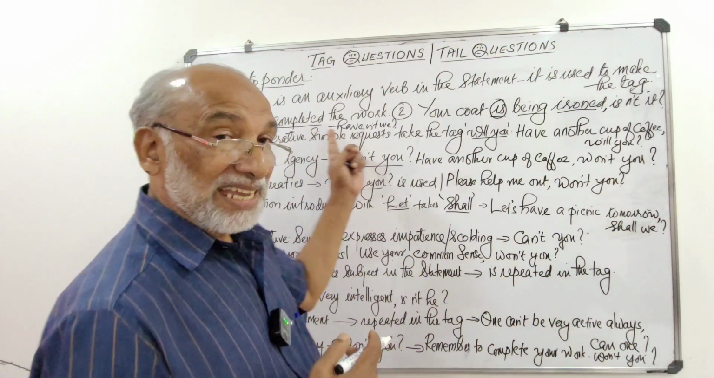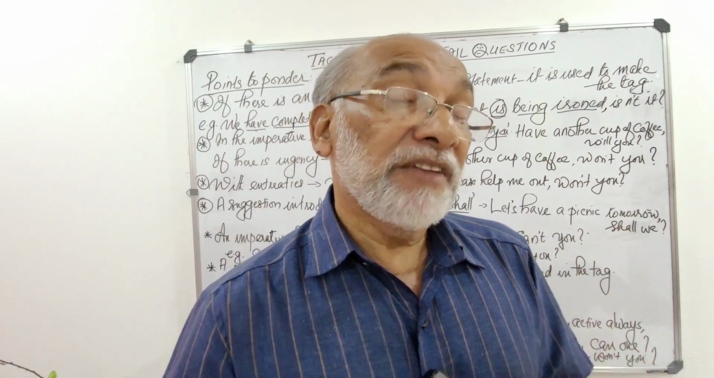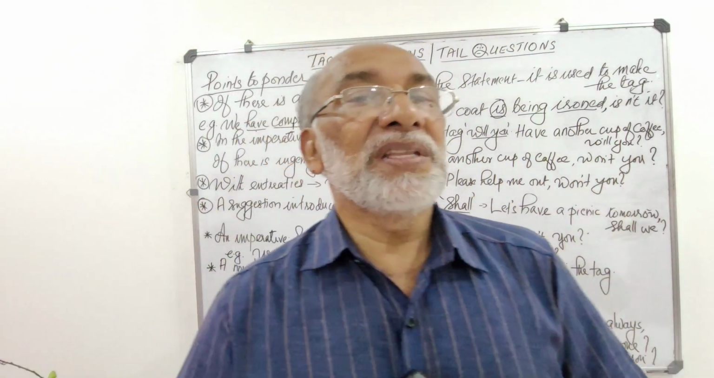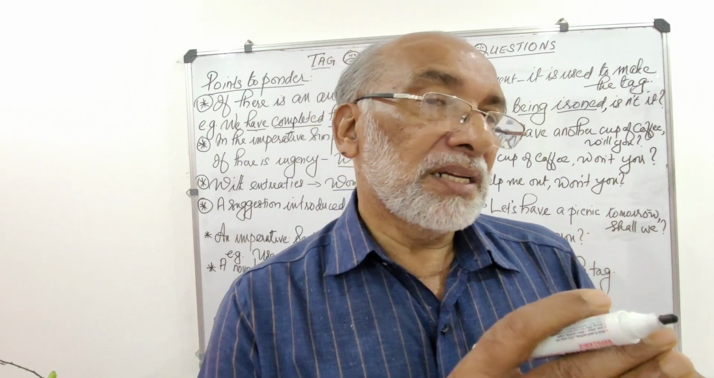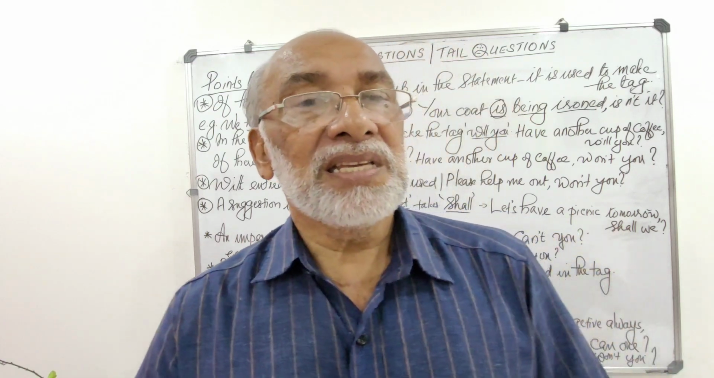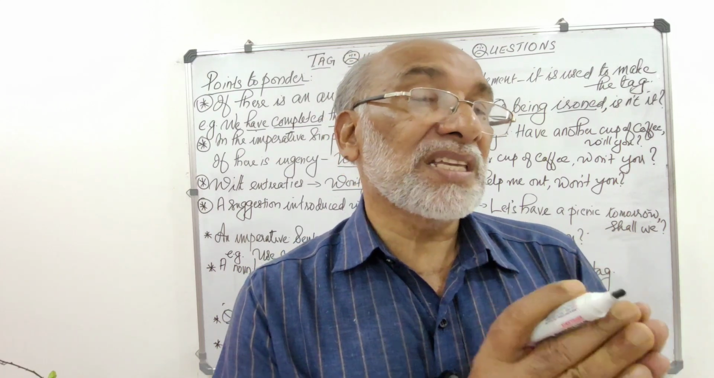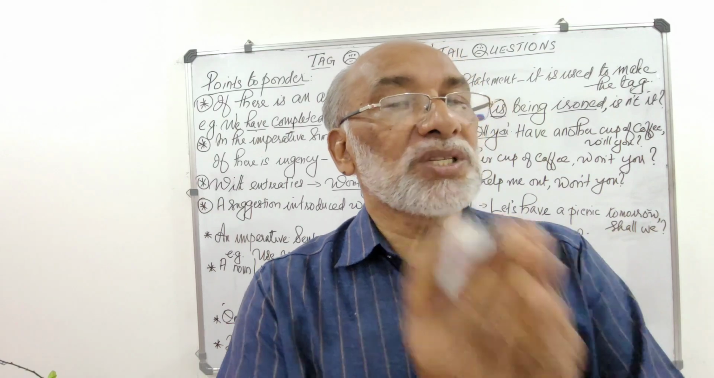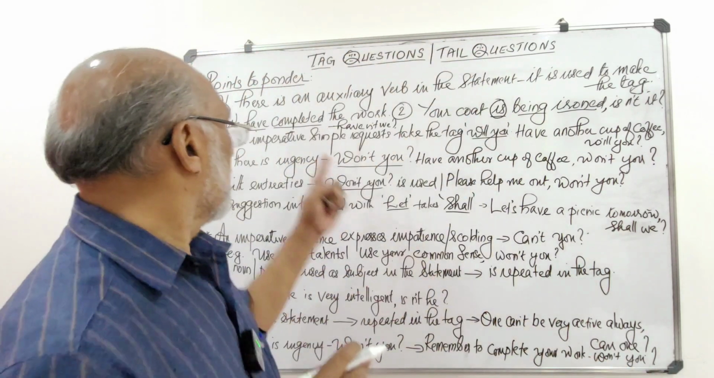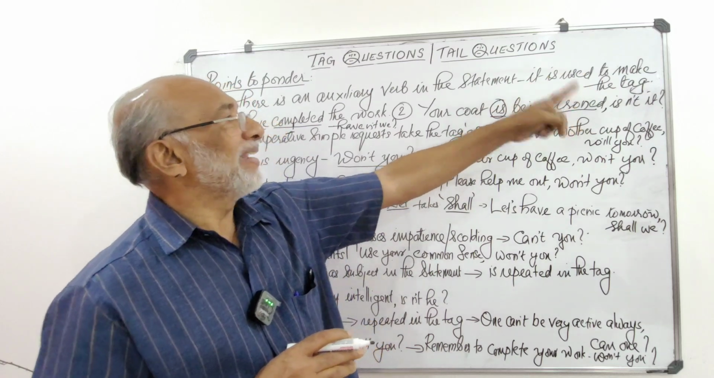Okay, the first one is that if there is an auxiliary verb in the given statement, that auxiliary verb is used to frame the tag question. You know, there are 2-3 types of auxiliaries: primary auxiliaries, modal auxiliaries, and semi-modal auxiliaries. If there is the presence of such an auxiliary in the given statement, that is used to frame the question tag. Let's see an example. If there is an auxiliary verb in the statement, it is used to make the tag.